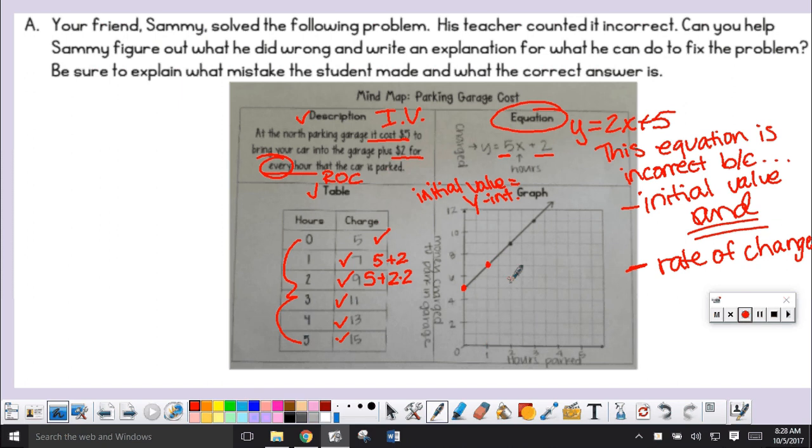2, 9, that one looks great. 3, 11, that one looks good. And 4 should be up to 13, which it looks like it's about to stretch up there and reach 13. So the graph looks good.